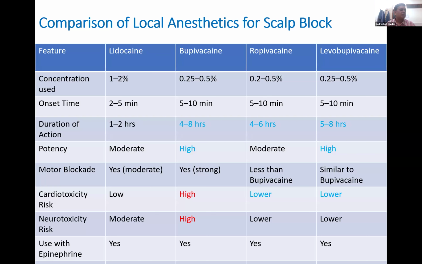This table shows comparative properties of the most commonly used local anesthetics, taking into consideration all the comparative points. Ropivacaine is a better choice for the scalp block as it has a long duration of around 4 to 8 or 5 to 8 hours, which is comparable to bupivacaine, but with a better safety profile in terms of cardiac and neurotoxicity. However, due to wide availability and low cost, bupivacaine remains the most commonly used drug for scalp block.